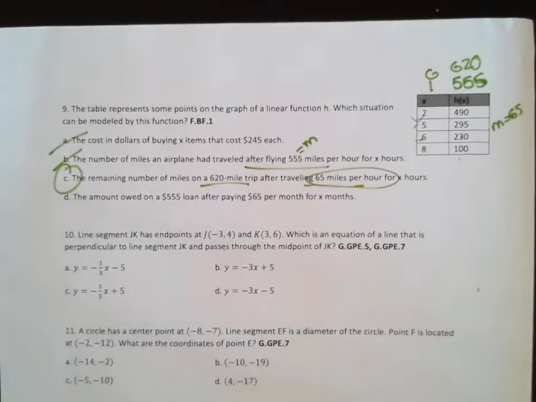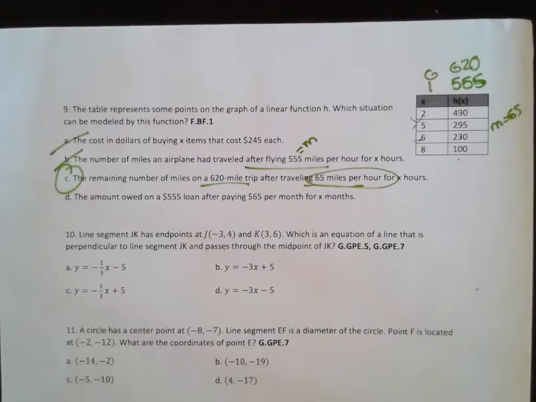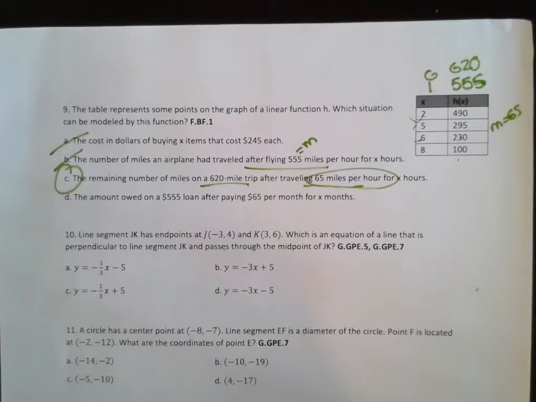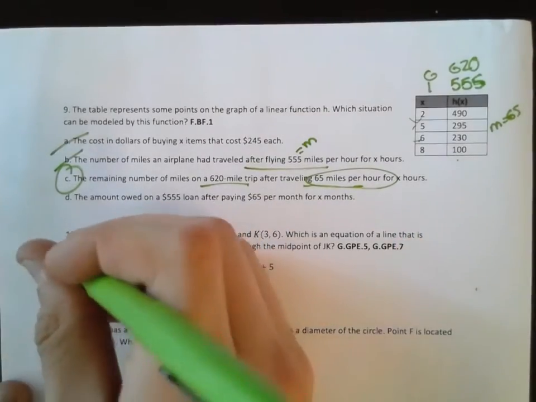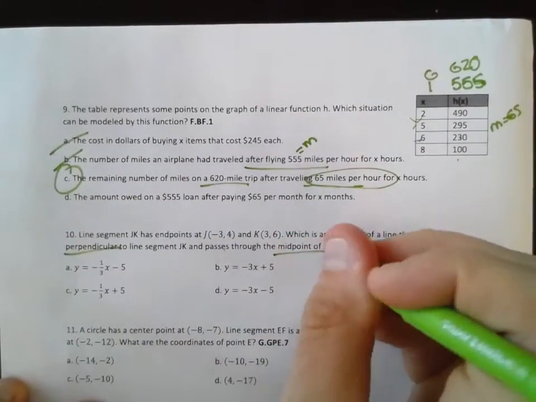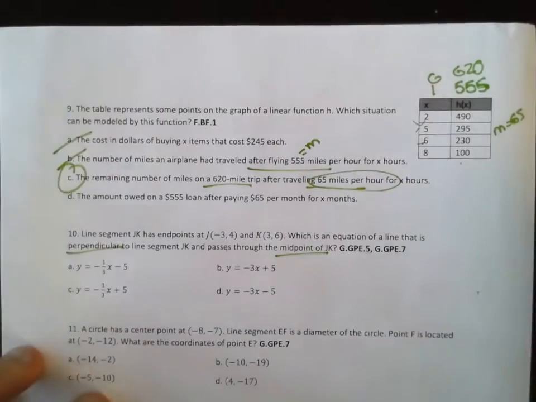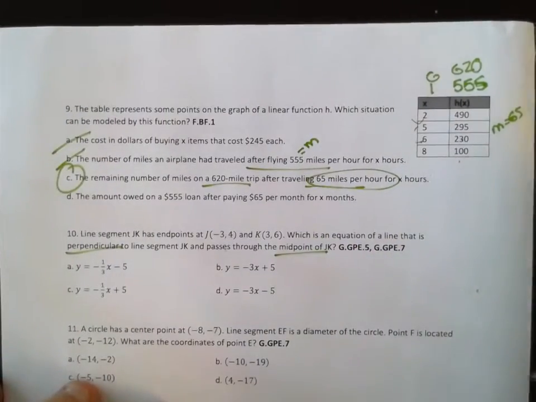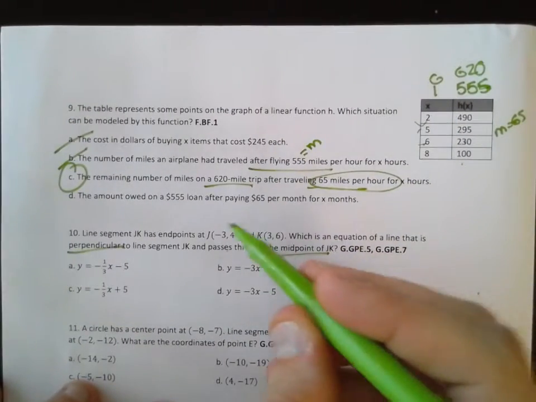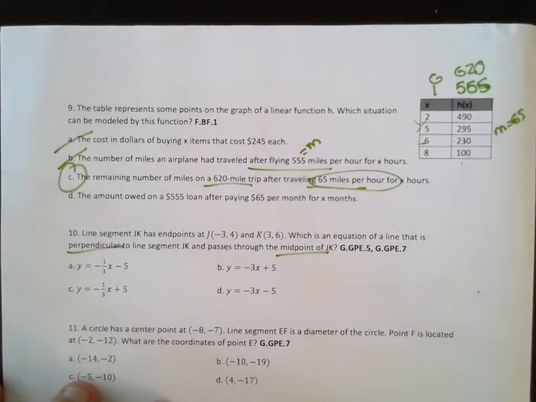Number 10, line segment JK has endpoints -3, 4, and 3, 6. Which is an equation of a line that is perpendicular to line segment JK and passes through the midpoint of JK? So first and foremost, perpendicular is a big word here. Midpoint is a big word here. It has to pass through the midpoint. Let's find the midpoint. Again, guys, finding the midpoint just means we're taking the average of the two coordinates.